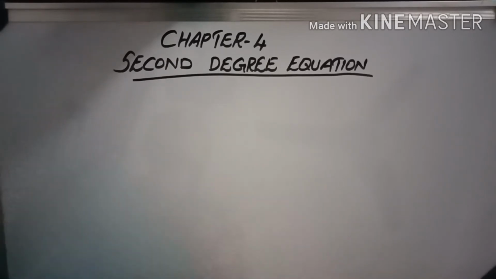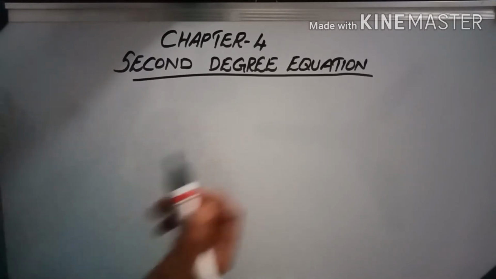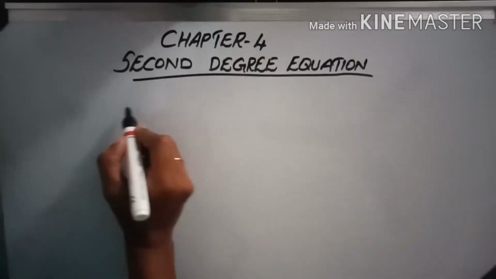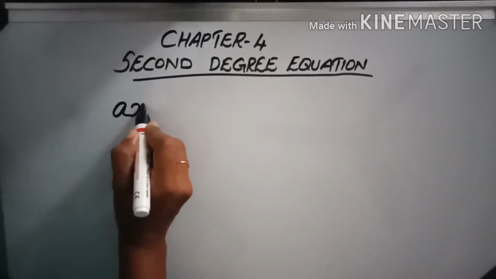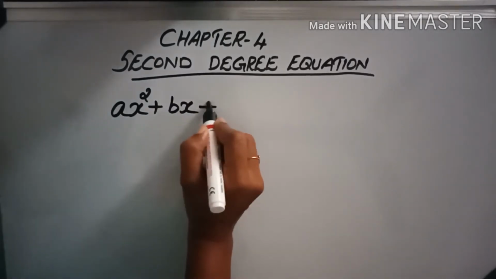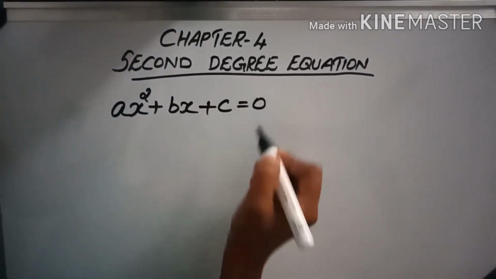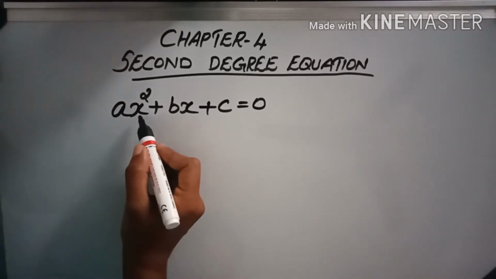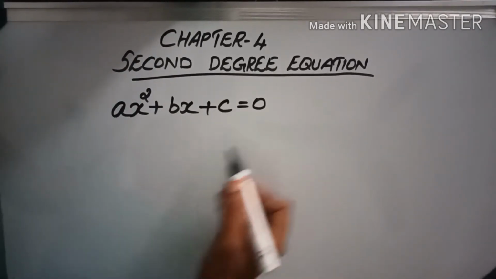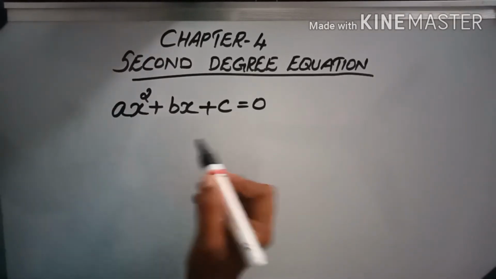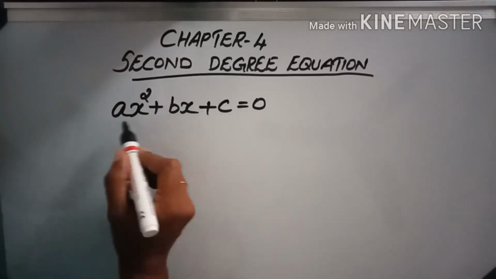Okay, so let's start. Before that, the general form of a second degree equation that you need to know first. The general form of a second degree equation is ax square plus bx plus c equal to 0. This is the general form of a second degree equation: x square term, then x term, then constant term equal to 0. Now, for this equation we can find a solution.